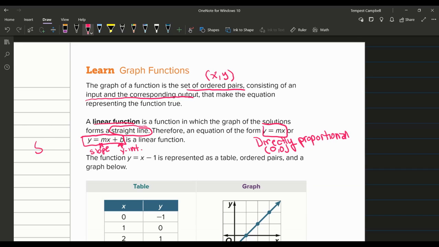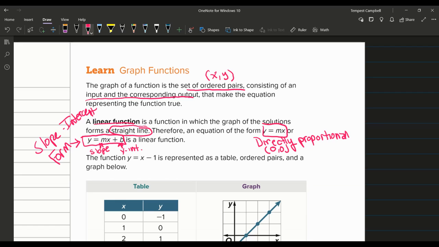And we call this slope-intercept form, right? Those are the two equations we're going to be using. They're basically the same thing.